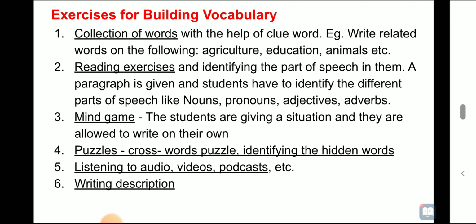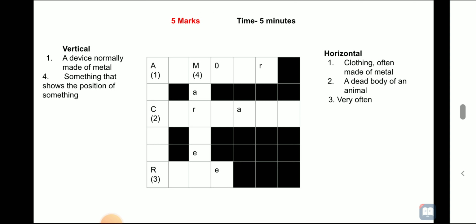There is a mind game as well. Just imagine that you are sitting in a garden and collect some words over there. Whatever you are observing there visibly, whatever objects are visible, you collect those words. There are some other exercises like puzzles, listening to audio, videos, podcasts, etc. Preparing a description. For example, you are sitting at a railway station, then describe the things. It will again help you to improve your word building.